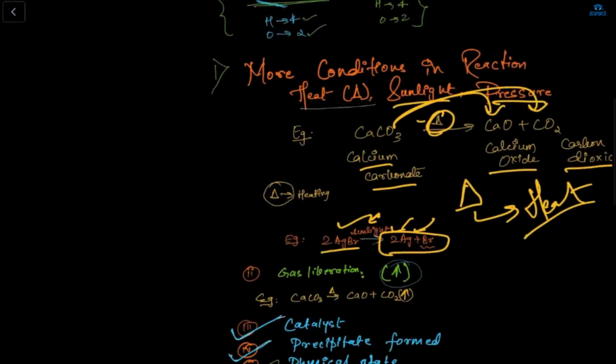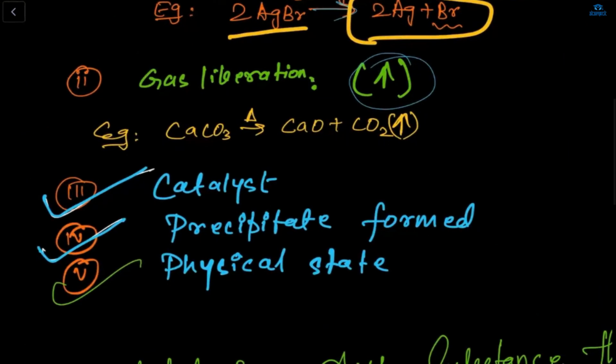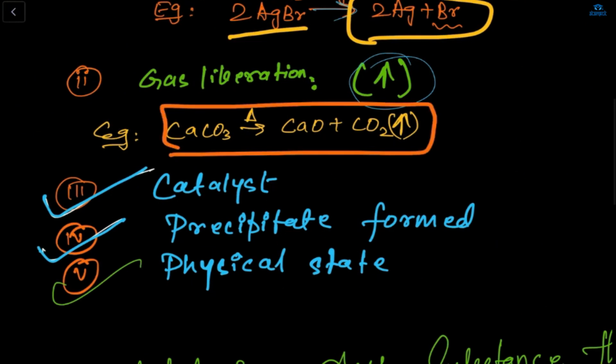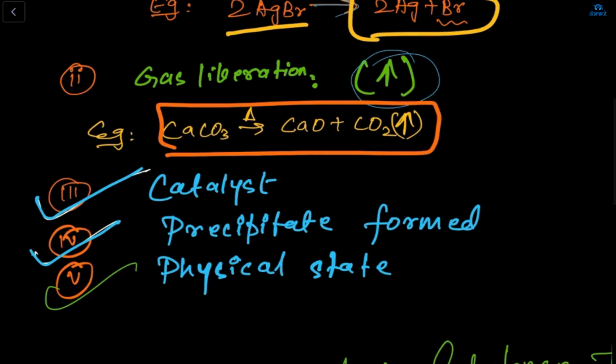Now, this is the first one, and the second one is your gas liberation one. Okay. So this is the gas liberation. Now here you can see the CO2 is liberating, right? So the gas liberation symbol is this. Your heating symbol is this. Your precipitation symbol is what? Anybody knows? Precipitation symbol. No, ma'am.